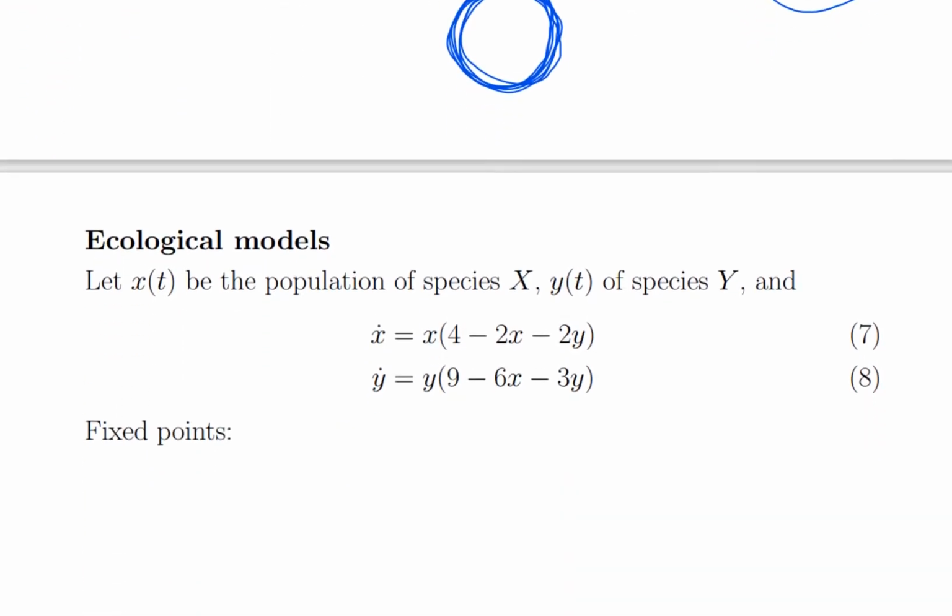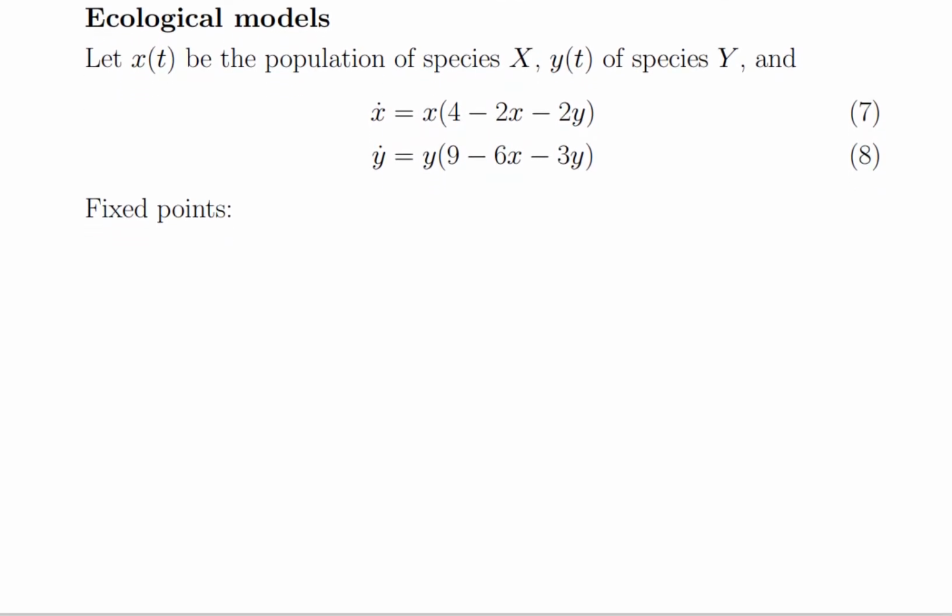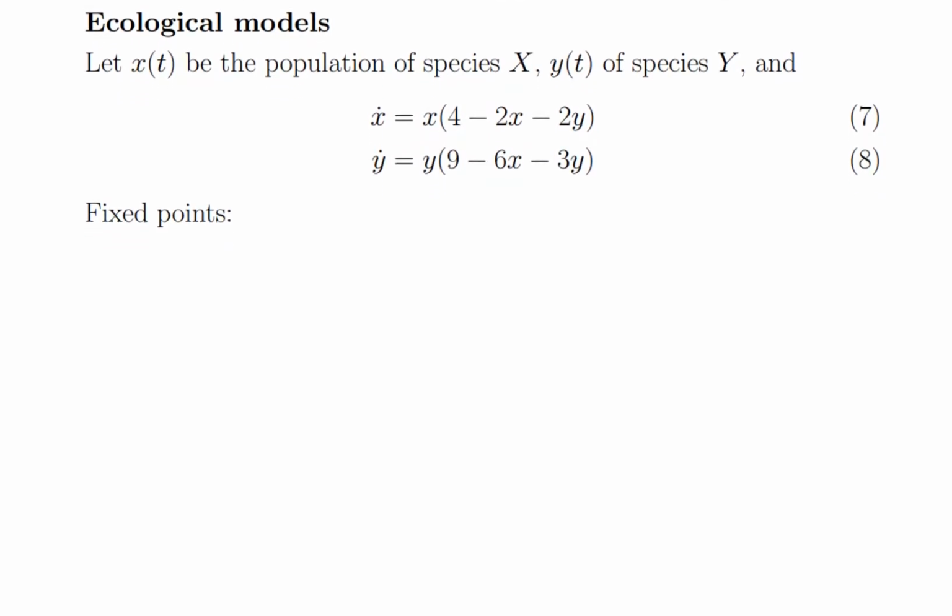Okay, next example. Now we're going to look at 2 examples of population modeling for 2 species. So I'm going to have a species big X with population X of t, and a species Y with population Y of t. And let's suppose these are the differential equations that they obey.